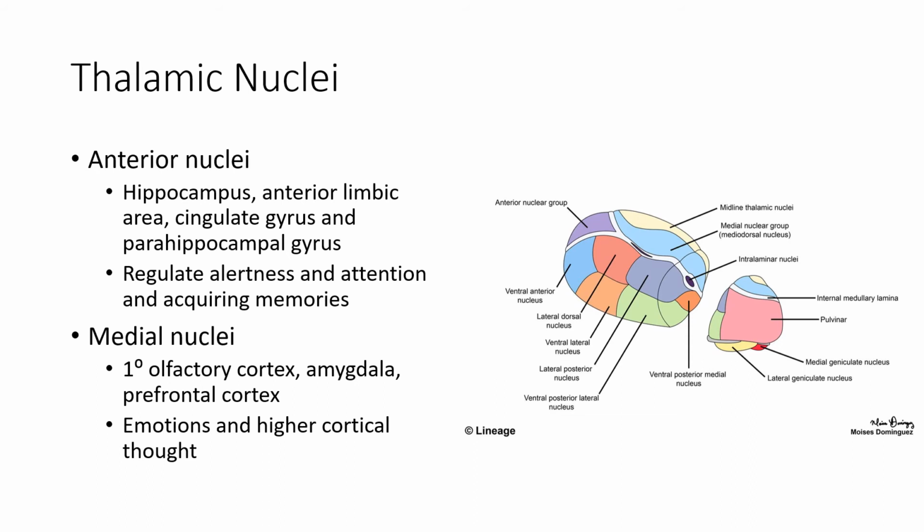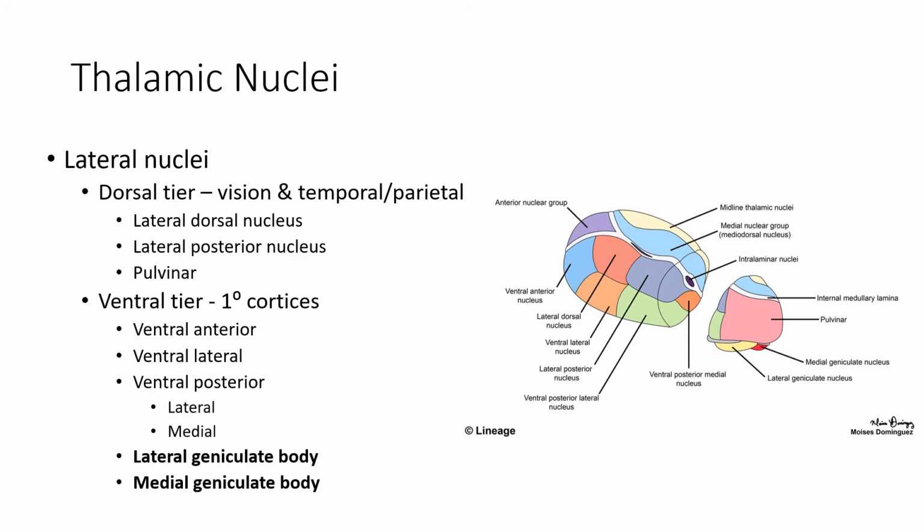Our medial nuclei are our primary olfactory cortex, amygdala. Remember, amygdala is like anxiety, fear, things like that. Prefrontal cortex, emotions and higher cortical thought.